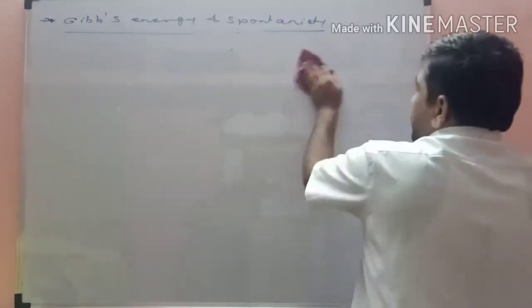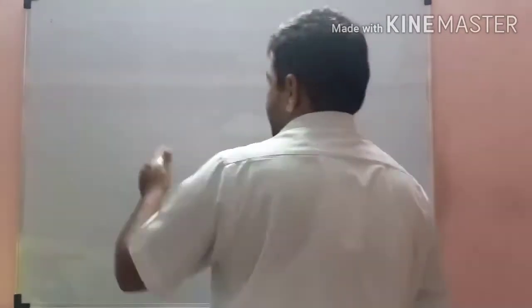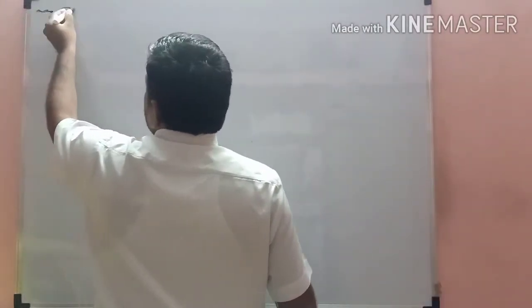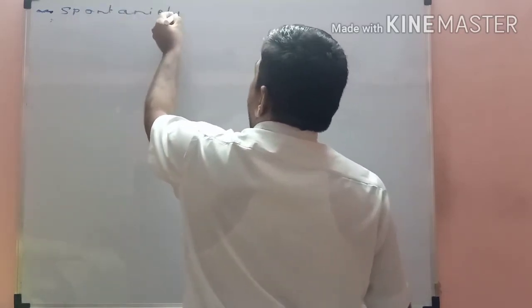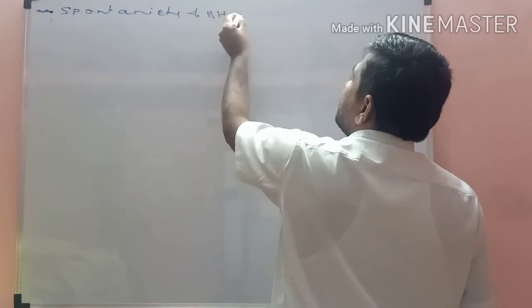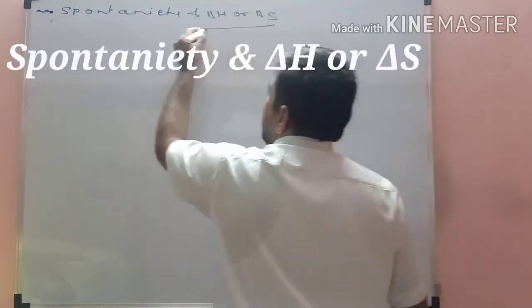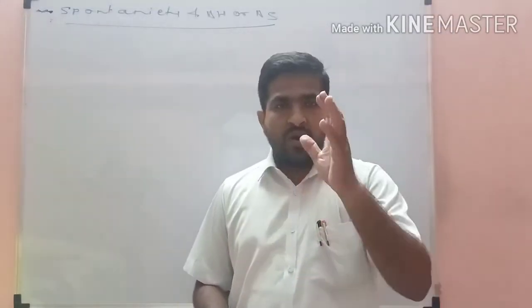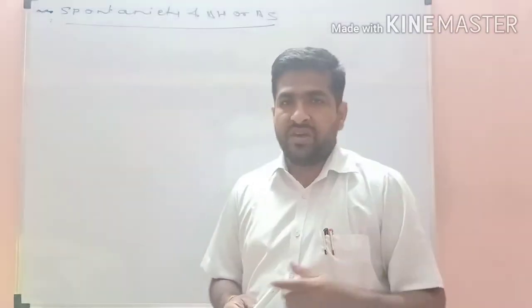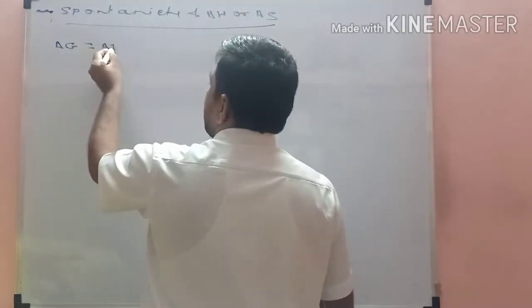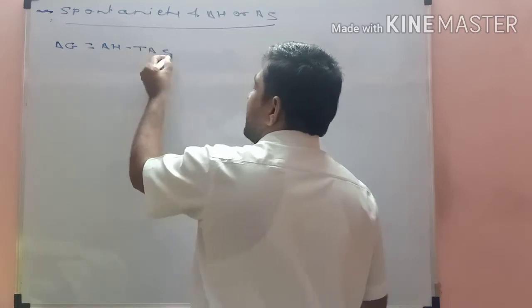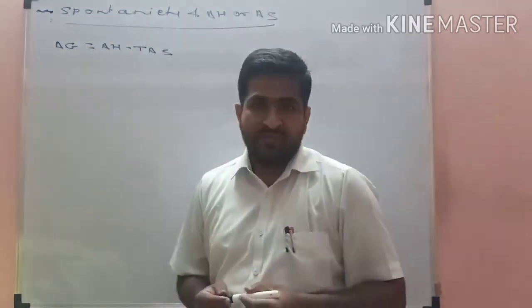अभी नेक्स्ट पॉइंट आपको यहाँ पे देखना है. गिव द हेडिंग spontaneity. Spontaneity and delta H or delta S. Now listen carefully. According to the Gibbs-Helmholtz equation, delta G is equal to delta H minus T delta S.